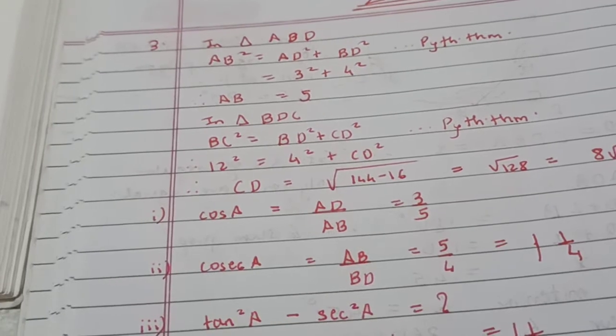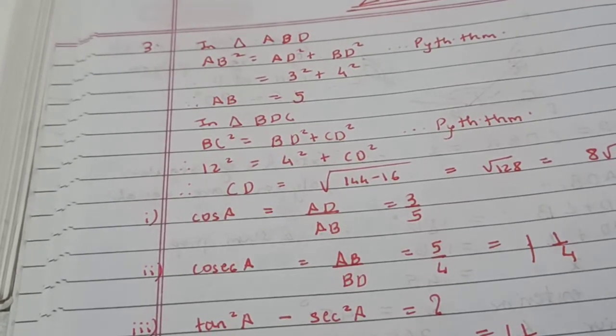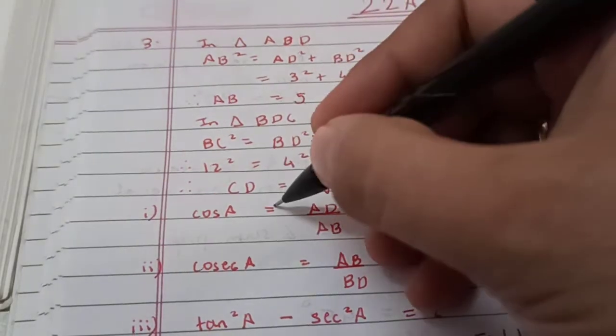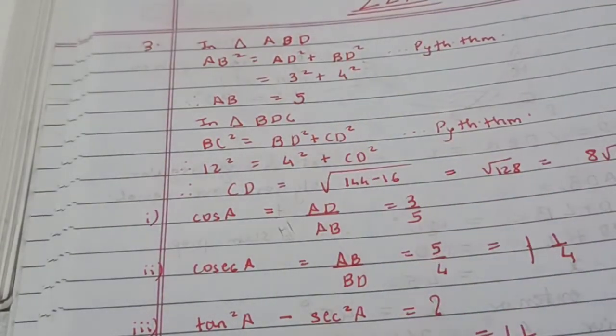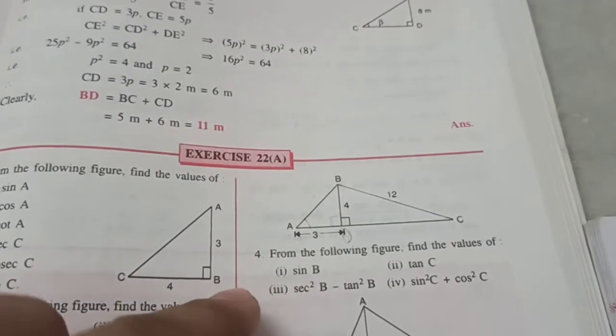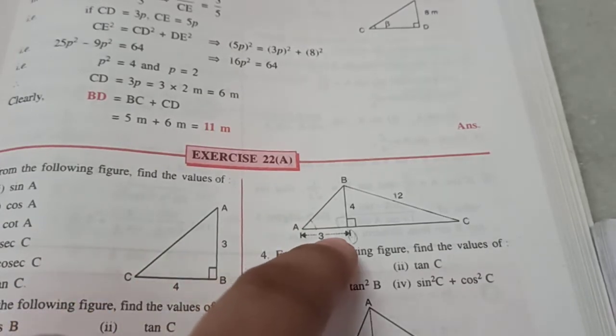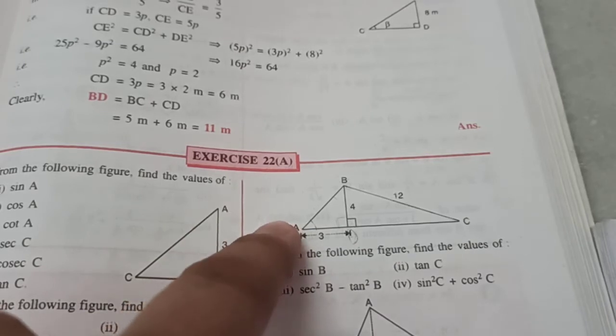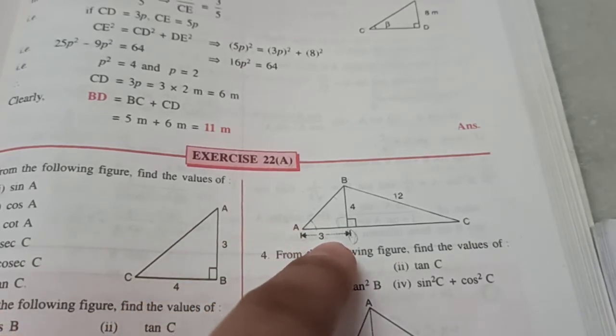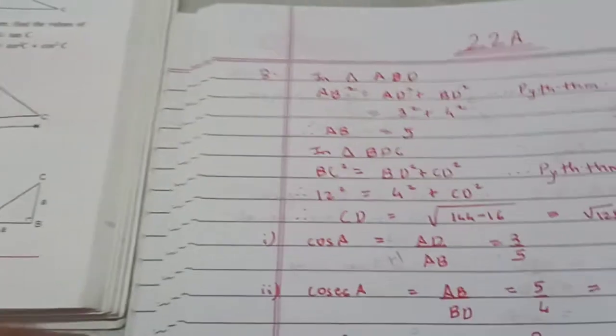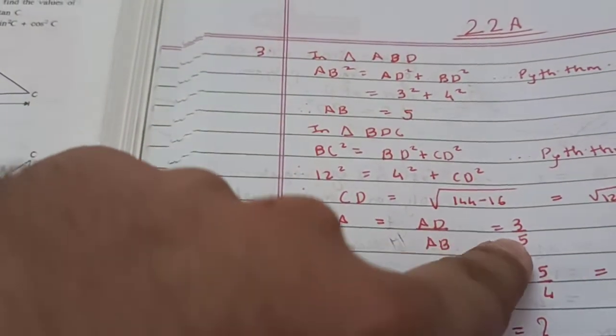Roman number 1, cos A. If you remember Osha Chota, cos is adjacent upon hypotenuse, isn't it? A upon H. It's adjacent upon hypotenuse. So look at the diagram and tell me, for angle A, which is the adjacent side, it's AD. Not AB. AB is a hypotenuse. AD is the adjacent side. And opposite is BD. So the ratio will be AD upon BD. That's the definition. AD upon BD, which is 3 upon 5.